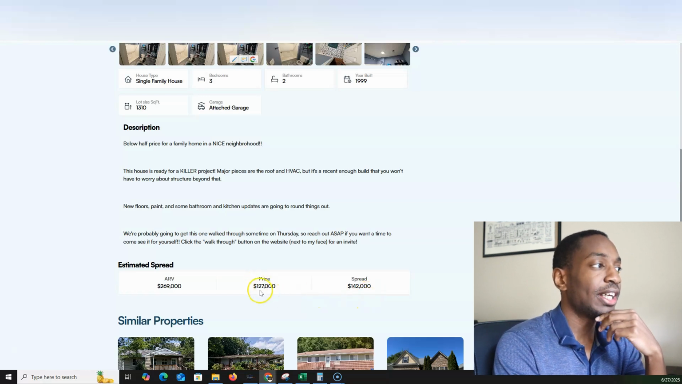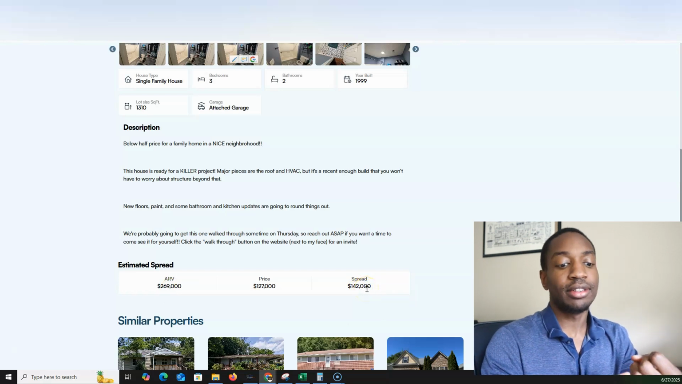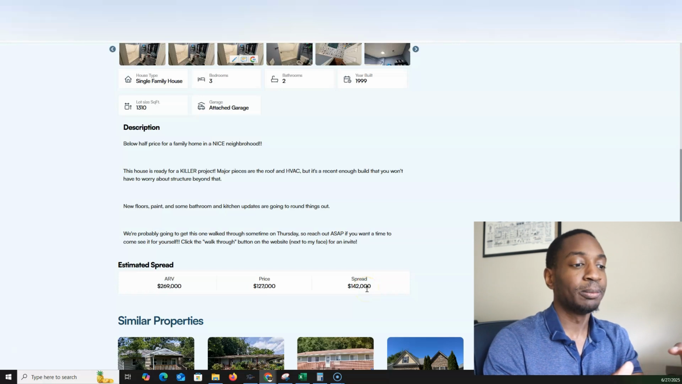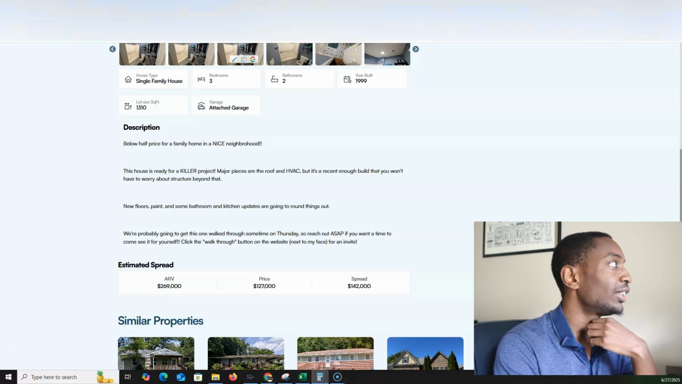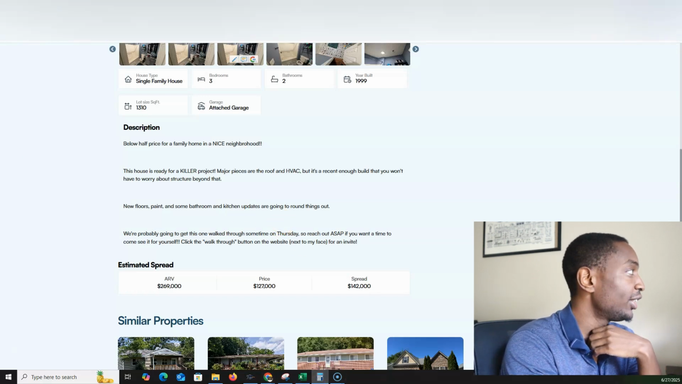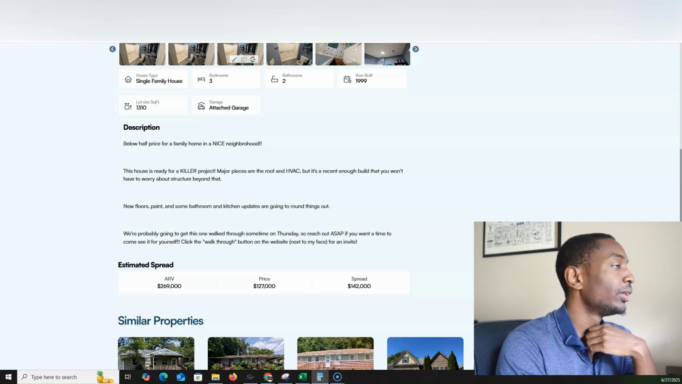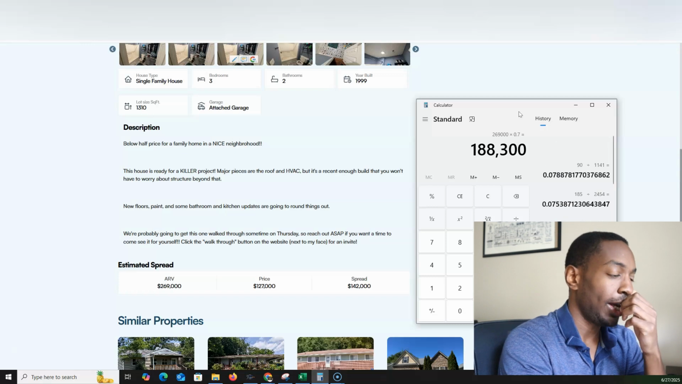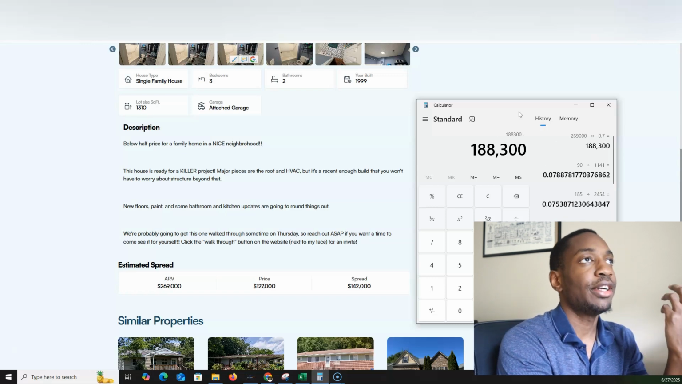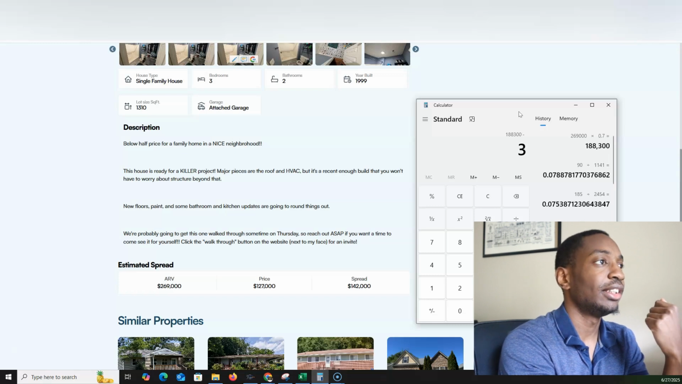and 142. So 127 is what they're asking for, and they think ARV is 269. They think that you have a good $142,000 spread, but you have to take into account closing costs, commission, and the repairs. And so if you take 269, let's just see based off of their number, right? Let's say I go 269 and I do the 70% rule. Okay? And let's say our repairs are 60,000.